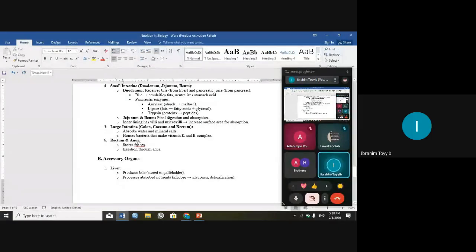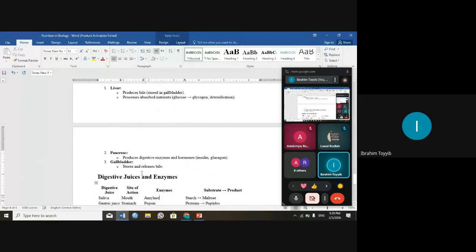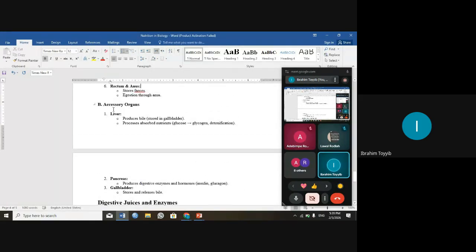The rectum and the anus store feces. The rectum stores feces temporarily. So when you feel that you will soon pass out feces, the feces is still in your rectum. But when it wants to come out, it will be passed out through your anus. We have accessory organs in this alimentary canal. We have the liver. The liver produces bile, which is stored in the what? Gall bladder. The liver produces bile, and the bile is stored in the gall bladder.